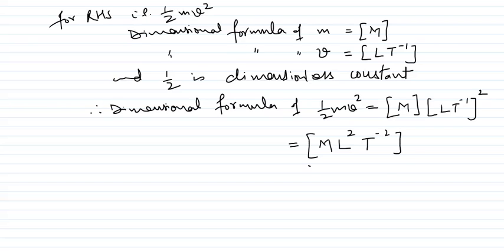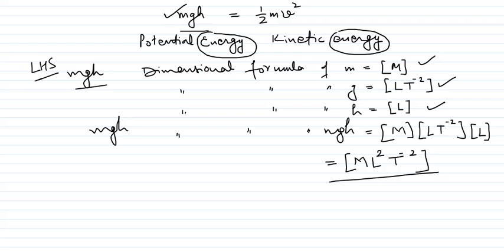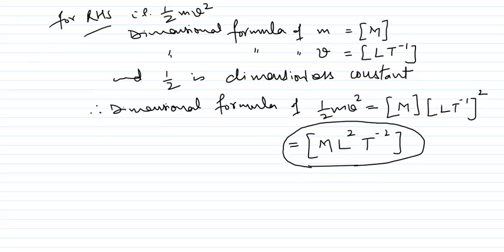So therefore you can see that ML2 T minus 2 is the dimensional formula of the right hand side, and ML2 T minus 2 is the dimensional formula of our left hand side, and you can see both are same. So therefore MGH is equal to half mv square is a correct relation.